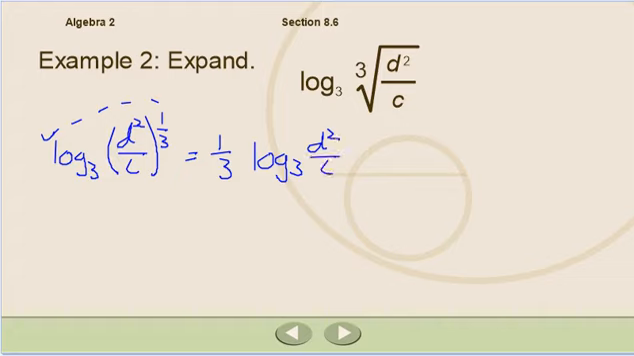We just have to be careful here because now we have 1/3 times this whole thing, which now when we split this up because it's division, we're expanding because it's division, we have this 1/3 out front. So we can break up this division into a subtraction of the logarithm of the numerator, d squared, minus log base 3 of c.